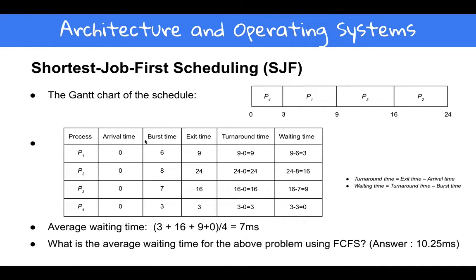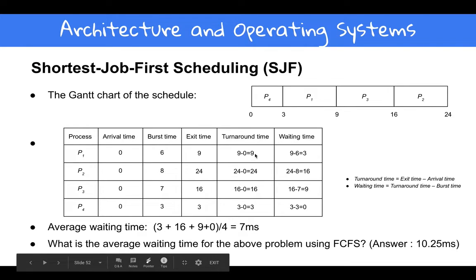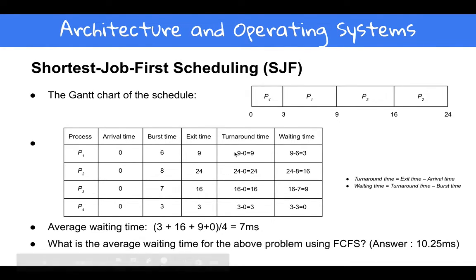Exit time minus arrival time gives us the turnaround time. So if you subtract these 2 columns, you get the turnaround time for the processes. 9 minus 0 is 9. 24 minus 0, 24. 16 minus 0 and 3 minus 0 gives you the turnaround time.